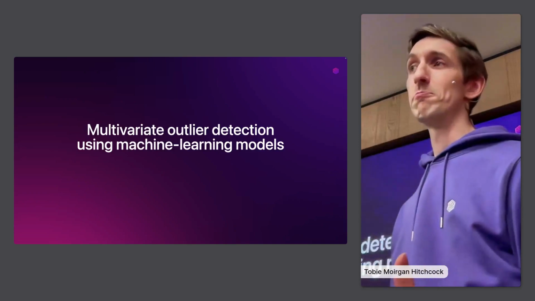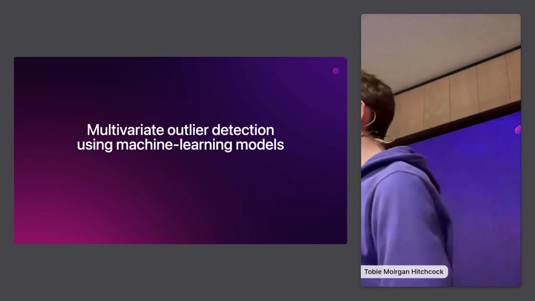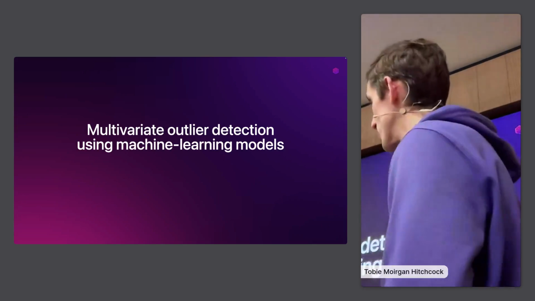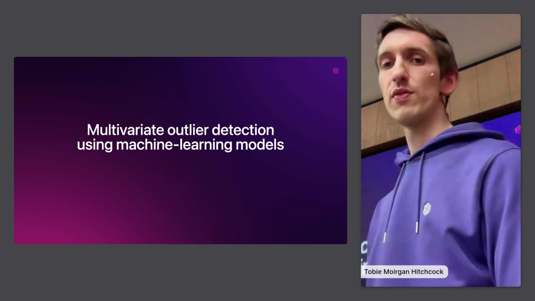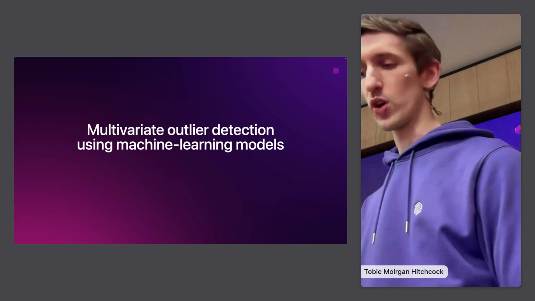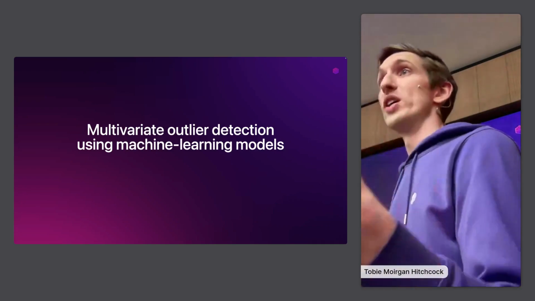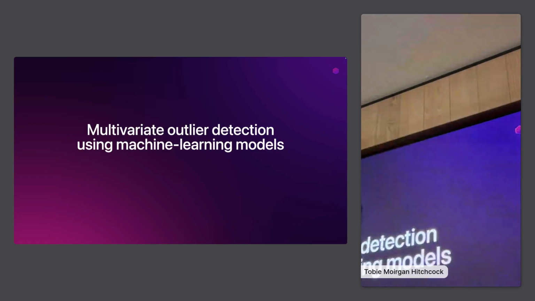So multivariate is much more complicated. Being able to detect when something with multiple dimensions, two, but maybe even more dimensions, is outside of the normal range is much more complicated. And so even though I said don't always jump to machine learning, sometimes you have to jump to machine learning.